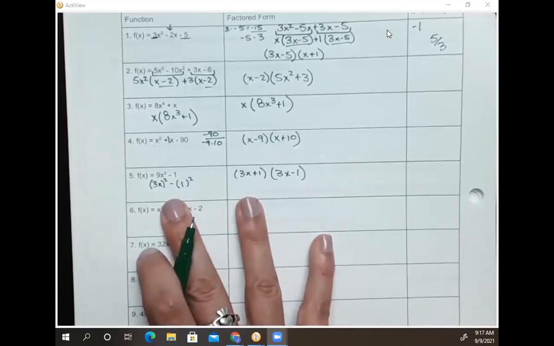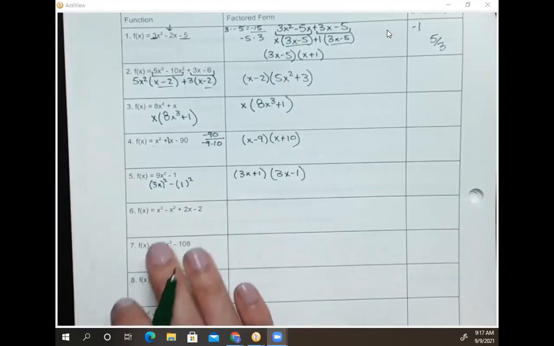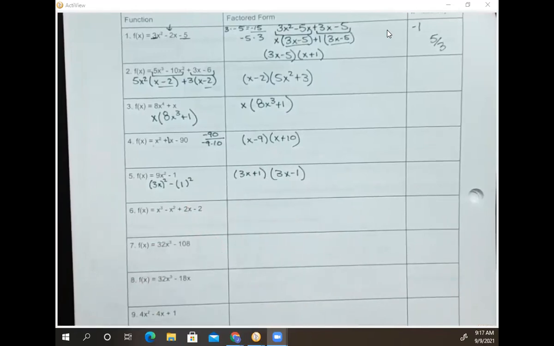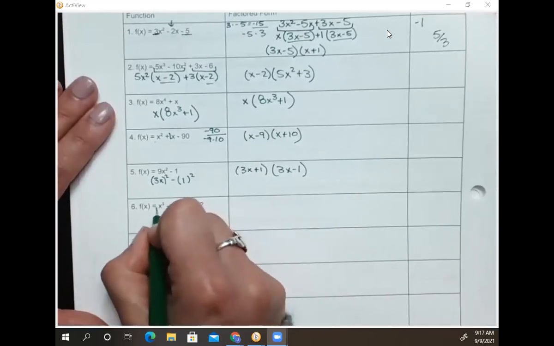Questions on number 5. Let's take a look at 6. What are we going to do for 6? Grouping. Very good. 4 terms, we group.